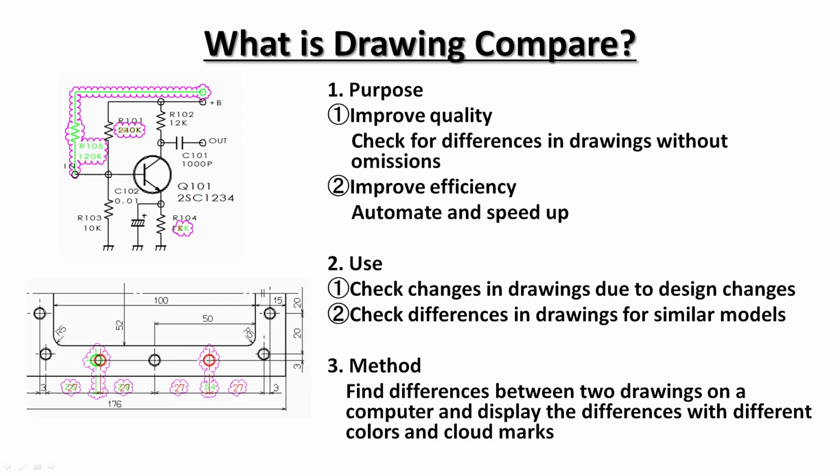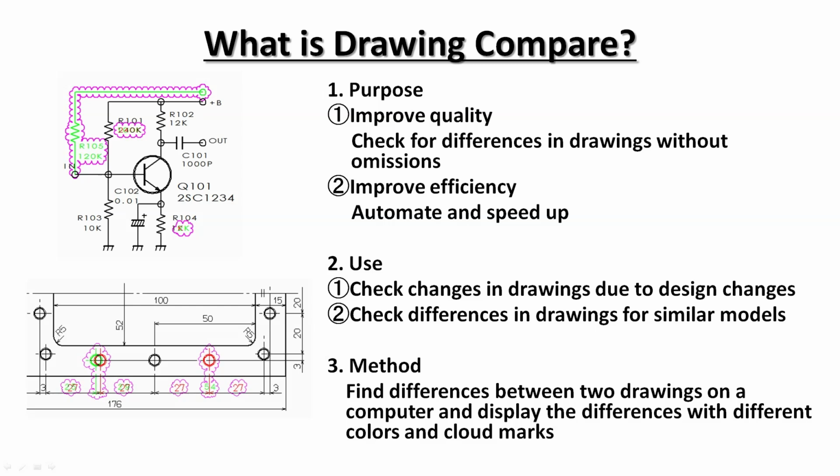Design changes always occur when making things. Checking drawings before and after design changes occurs from the design stage through to each subsequent process. The purposes of drawing comparison are first, to improve quality by checking drawings for any differences that may be missing. Second, to improve efficiency through automation and speed.